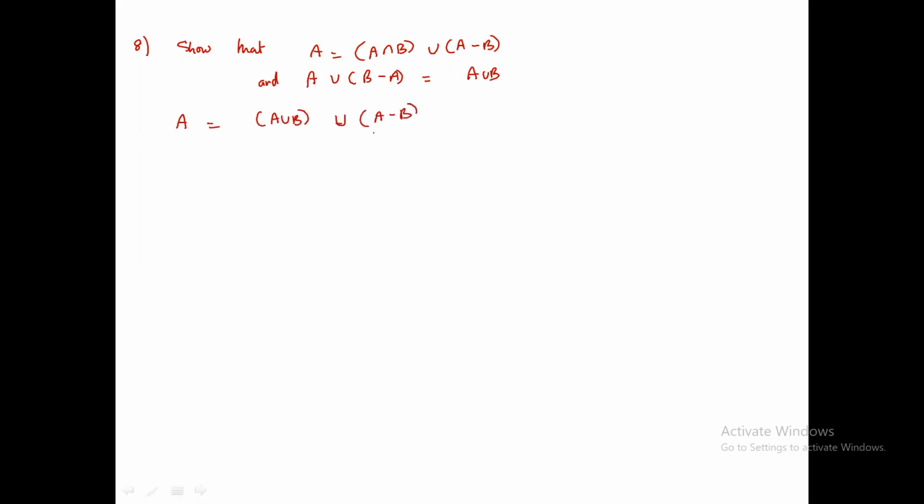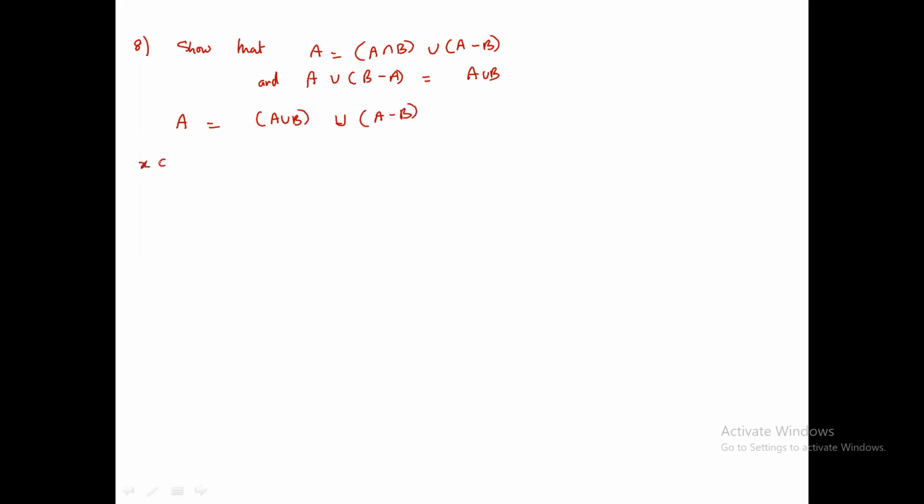Question number 8 says, show that A is nothing but (A intersection B) union (A minus B), and (A union B) minus A is A union B. These two we have to prove. So first we will prove A is (A intersection B) union (A minus B).